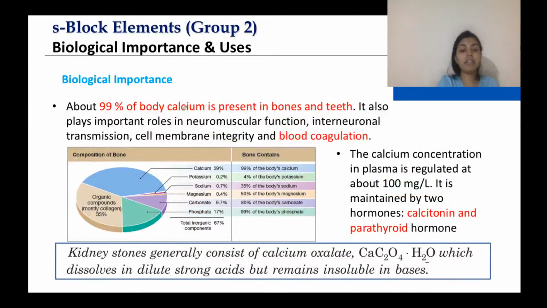Now, if you consider kidney stones, they are because of what? Calcium oxalate. Basically they dissolve in strong acid, but in bases they remain insoluble. So due to this formation, excess of calcium is also harmful for our body. And if calcium is present in calcium oxalate form, then we generate kidney stones.